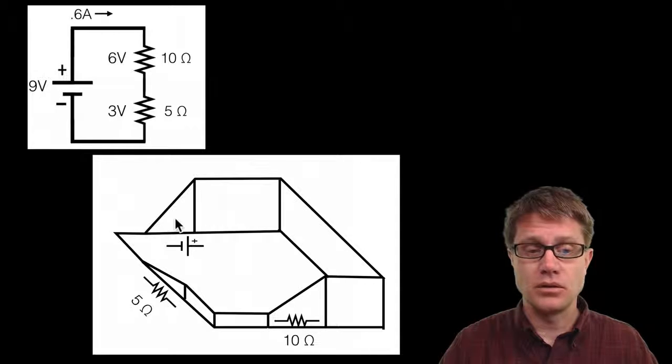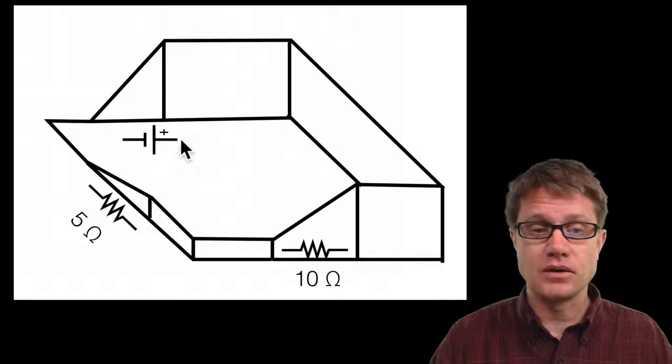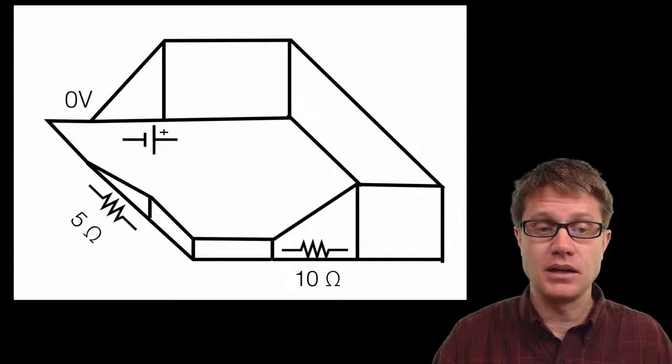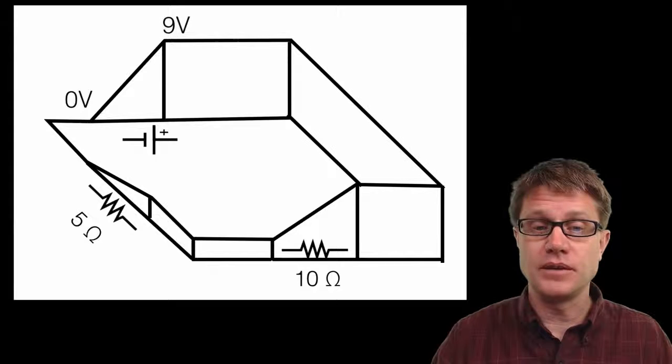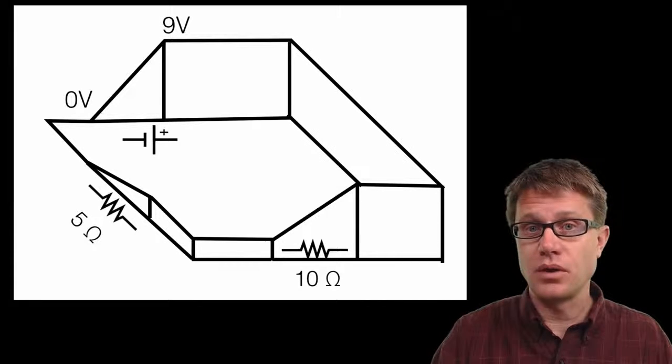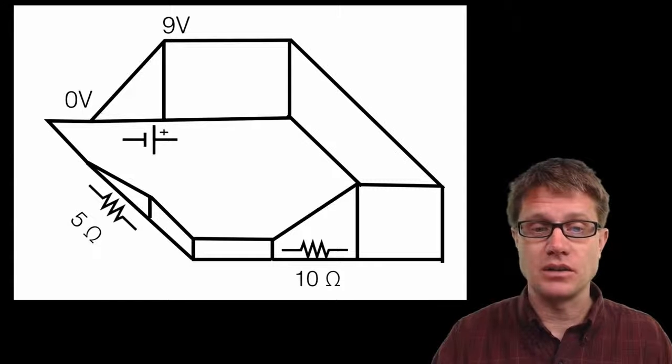drawn like a roller coaster. So we could say the battery is right here. And so how much potential difference do we have, or potential do we have at the beginning? 0 volts, but we're lifting it to 9 volts as we go through the battery. We're giving it potential energy. That charge has potential energy.